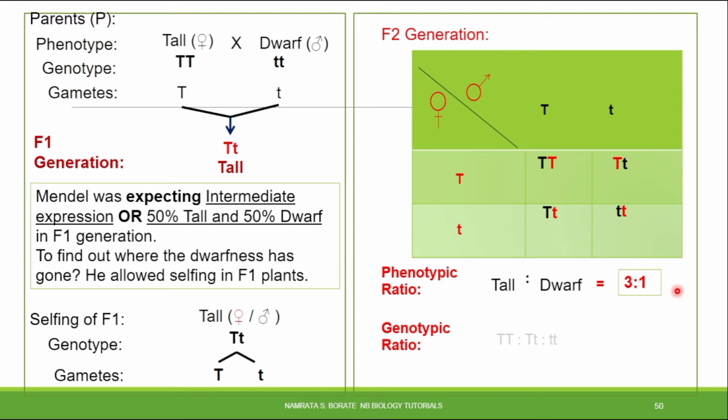So what's the genotypic ratio? There is 1 pure tall plant, 2 are hybrid and 1 is a pure dwarf plant. So this capital T is a pure tall, 2 are hybrid tall and 1 is a pure dwarf plant. So the genotypic ratio is 1:2:1. I think all of you understand up to this.